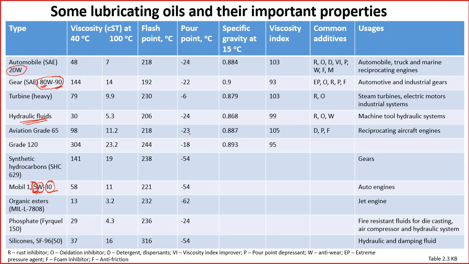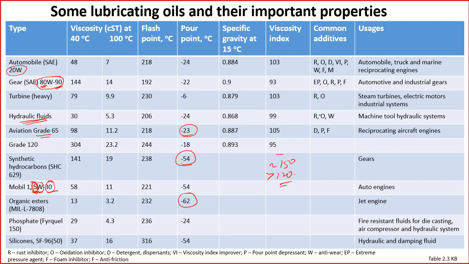Then pour point. Pour point, as we have learnt, the lower the better. So for example, for aviation grade, we use a lower pour point, so minus 23, or some synthetic hydrocarbons even lower than that, minus 54 and minus 62. So these will be used for very low temperature applications. Specific gravity and viscosity index. We don't have data for all, but obviously they are close to 150, more than 120 for all synthetic. And these are the common additives.